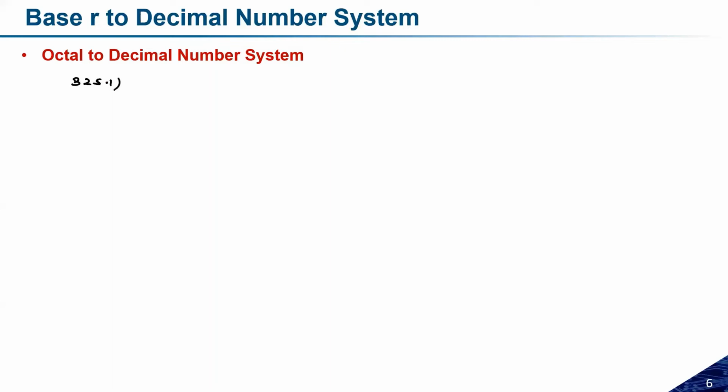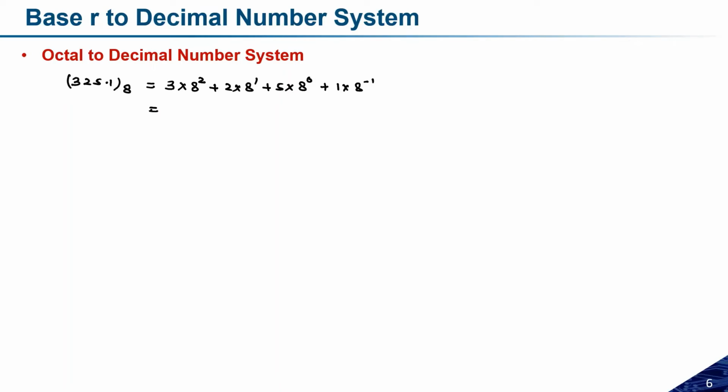Okay, let us assume this is a number which is written in the octal number system, and if I have to convert this number into the decimal number system, then I have to simply multiply the bit position with the weight of this one. 3 into 8 to the power 2 plus 2 into 8 to the power 1 plus 5 into 8 to the power 0 plus 1 into 8 to the power minus 1.